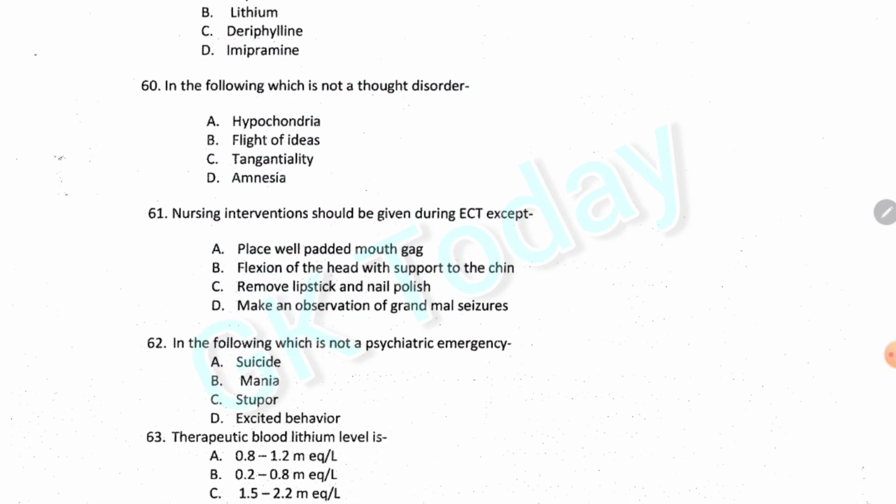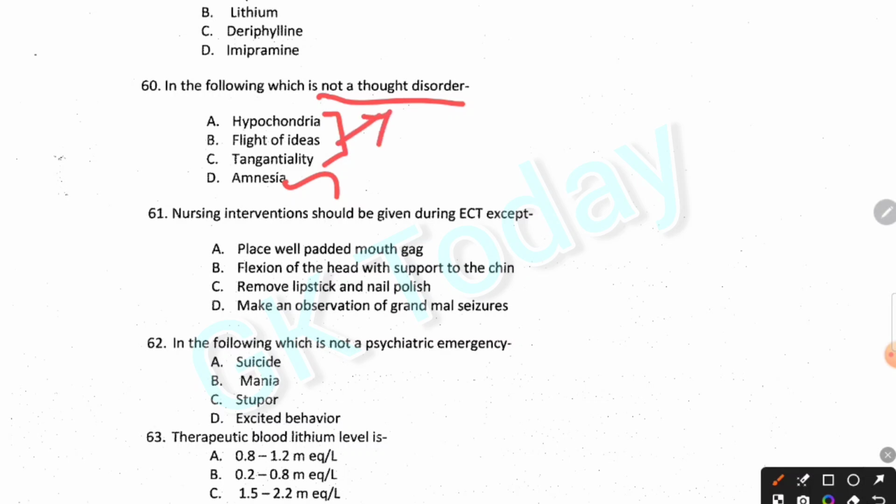Question number 60. In the following, which is not a thought disorder? Amnesia. Amnesia is not a thought disorder. Remaining all are thought disorders: hypochondria, flight of ideas, tangentiality. Amnesia is not a thought disorder.